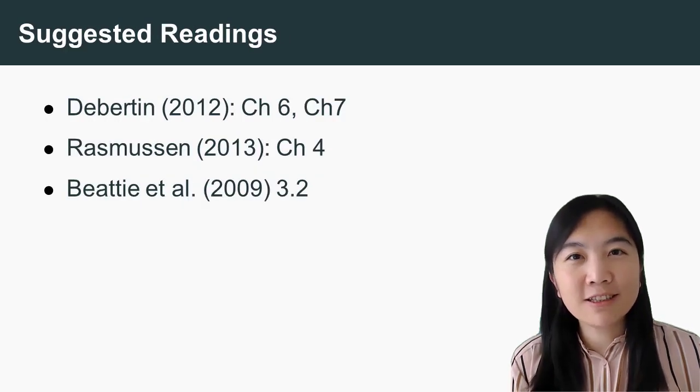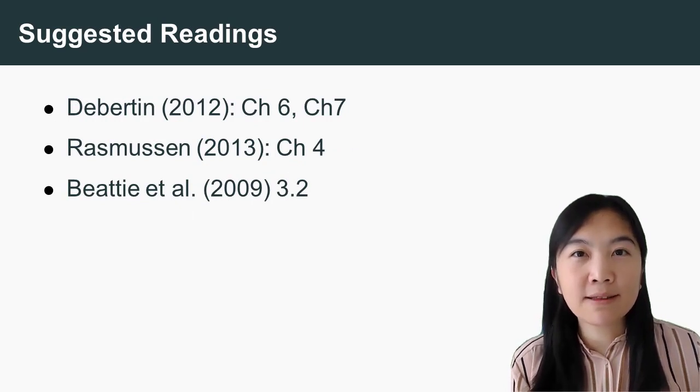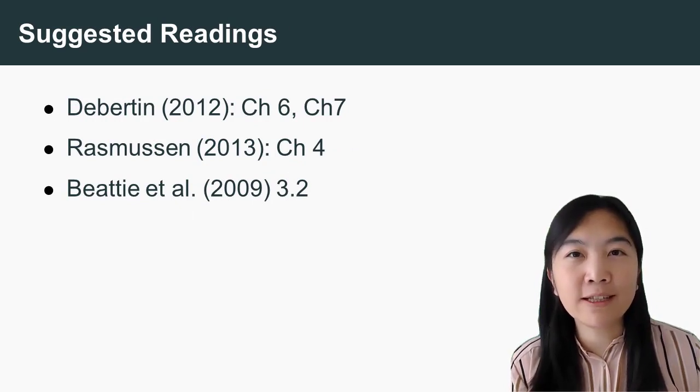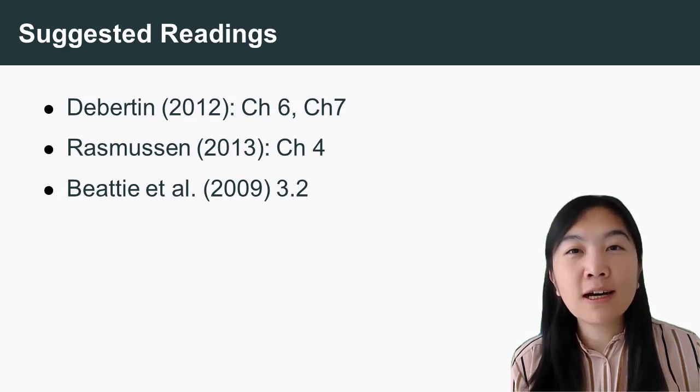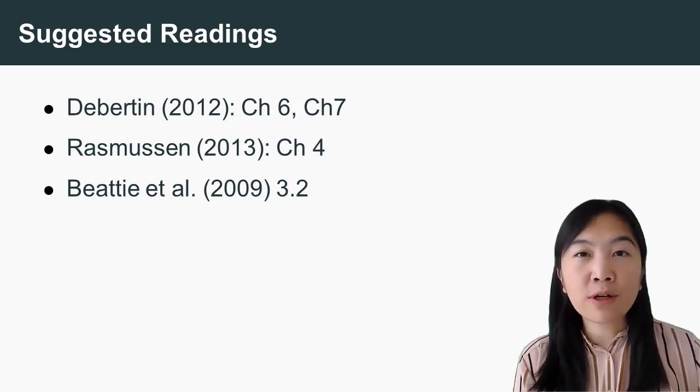For suggested readings, usually I will say that Rasmussen is a little bit advanced for you guys, but this time I do recommend that you read Rasmussen chapter 4. For Debertin, chapter 7 is more relevant for today's topic. However, chapter 6 is more general about optimization when there's two or more inputs.